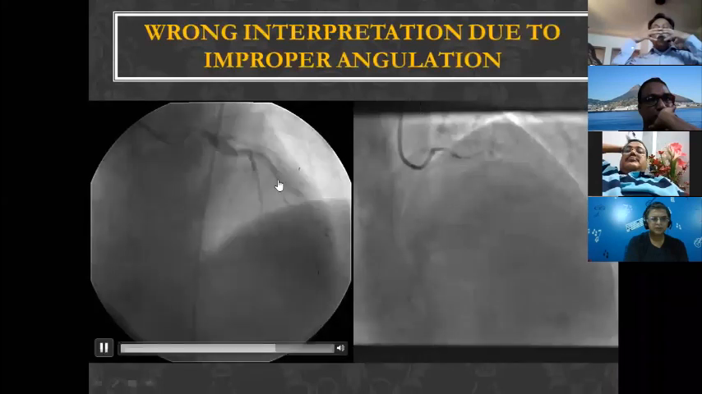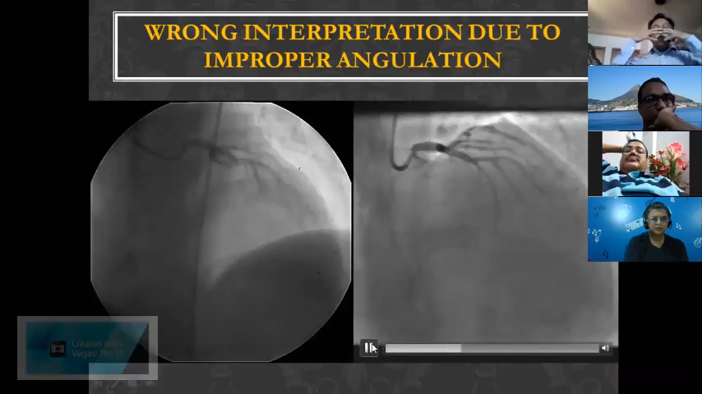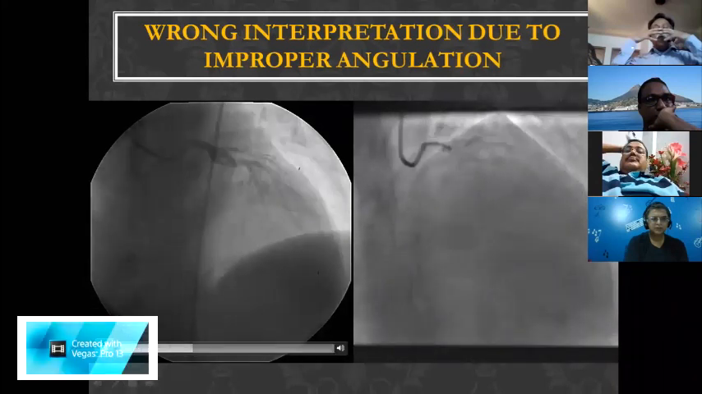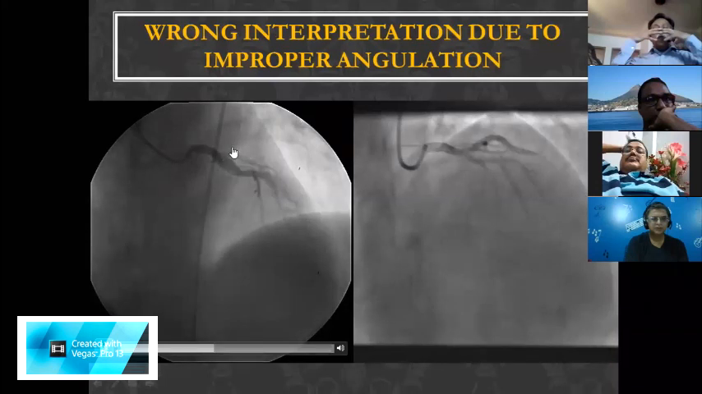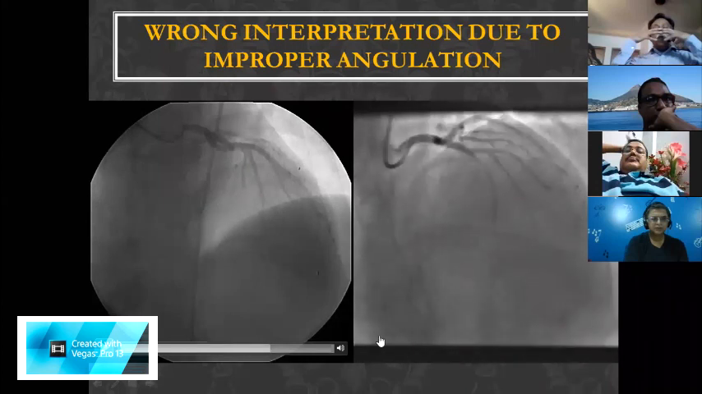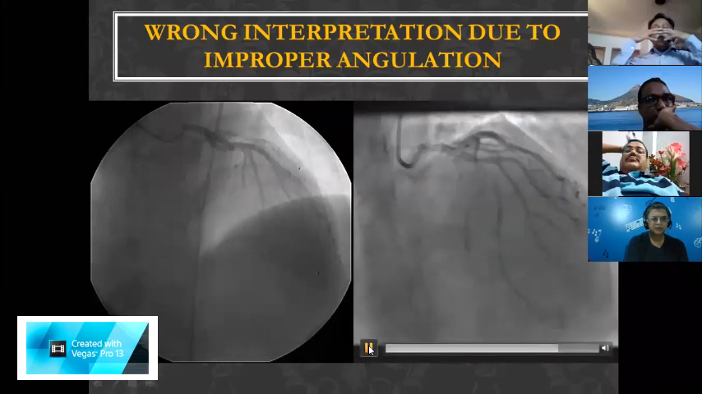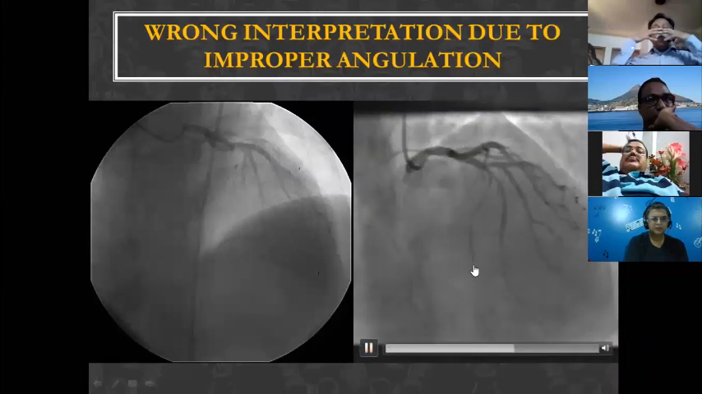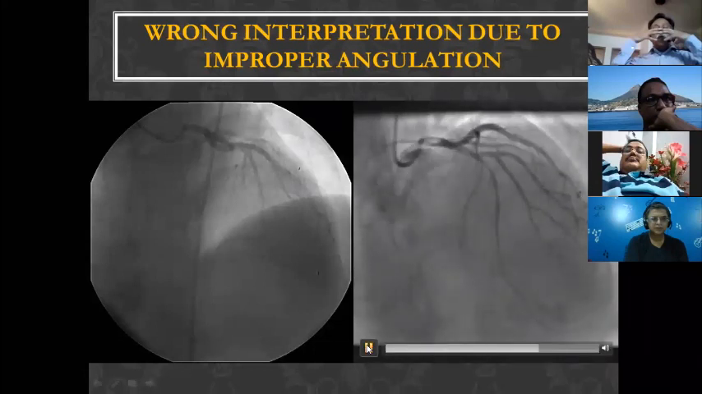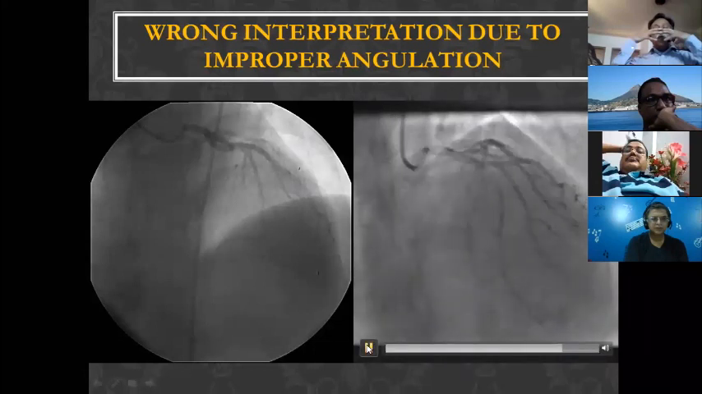This is another slide showing the importance of the oblique view. This patient has had a shallow AP. The LAD is not seen here. It looks like the LAD is totally blocked here. But if you take this view with a little cranial angulation on the right side, separating the diagonal and LAD, you see the LAD is clear here.